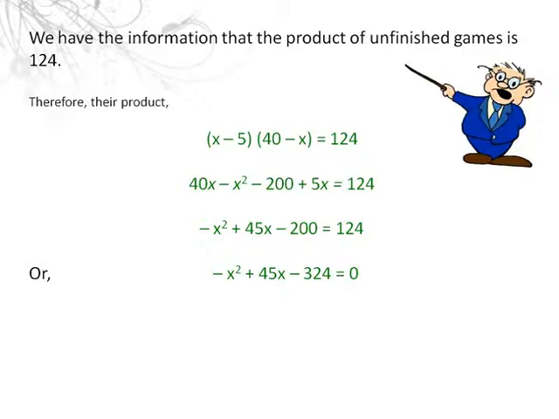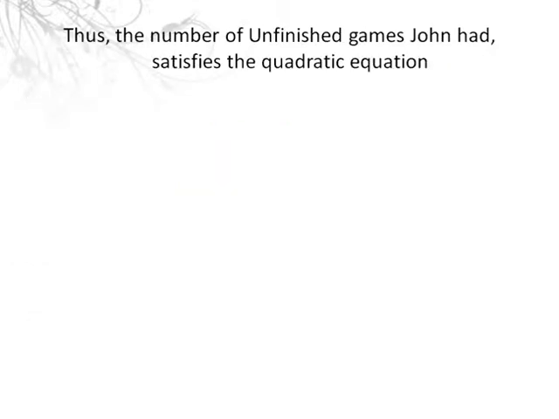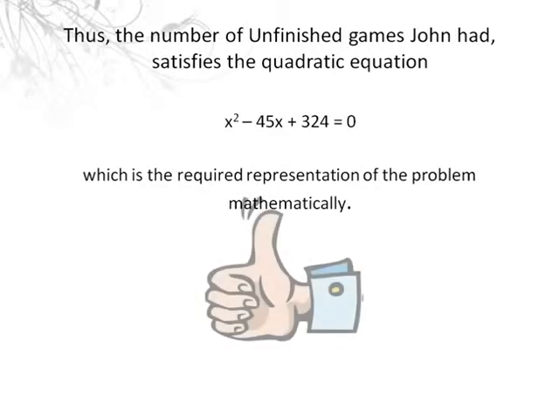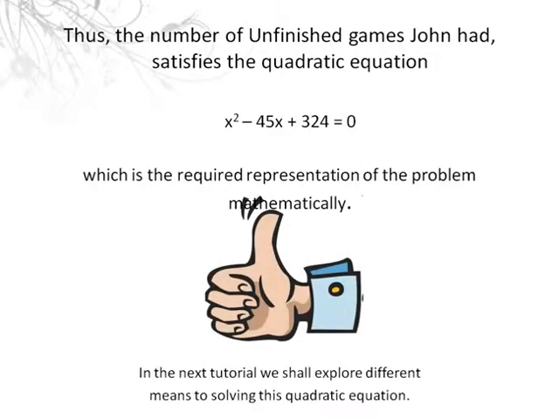This is a quadratic equation, but let us not keep the coefficient of x square negative. Multiplying the whole equation by minus 1, we get x square minus 45x plus 324 equal to 0. Thus, the number of unfinished games John had satisfies the quadratic equation x square minus 45x plus 324 equal to 0, which is the required representation of the problem mathematically. In the next tutorial, we shall explore different means to solving this quadratic equation.